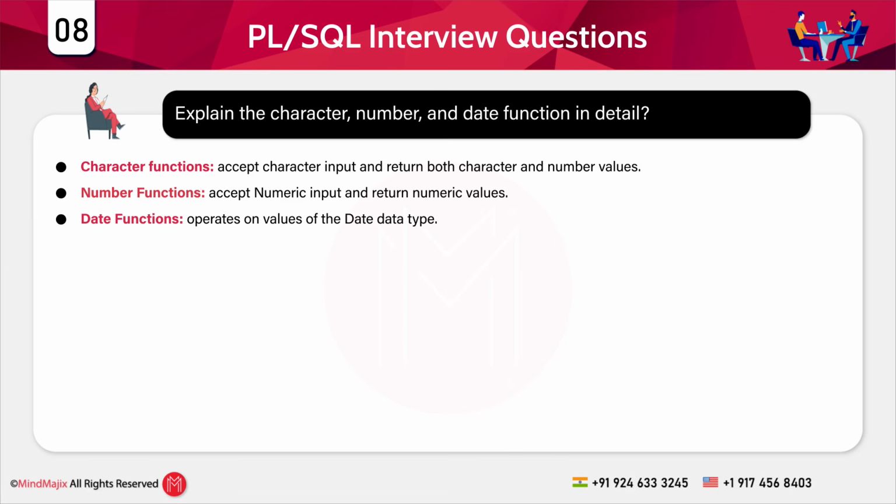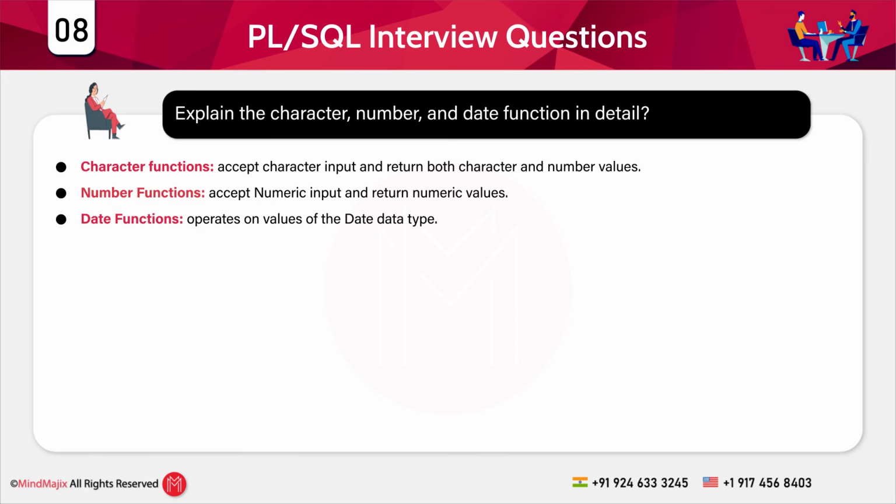Character functions accept character input and return both character and number values. The types of character functions are the case manipulation functions, which are lower, upper, and initcap, and the character manipulation functions such as concat, substring, length, left padding like lpad, right padding, rpad, trim, replace, and so on.